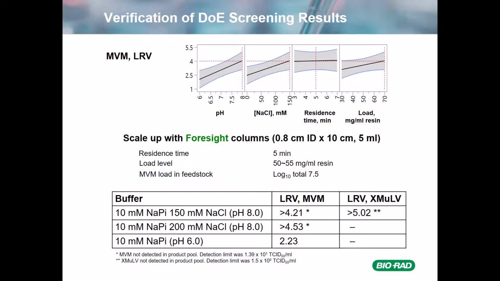The 10 millimolar phosphate, 150 millimolar salt, pH 8 gave greater than 4.2 logs of clearance. The 200 millimolar salt gave greater than 4.5 logs of clearance. And the 10 millimolar pH 6 with no salt gave 2.23 logs. This was included as a bit of a negative control to show that the heat map did show the proper trend results. For the XMuLV, one condition was tested, the 150 millimolar salt, and we got greater than 5.02 logs.